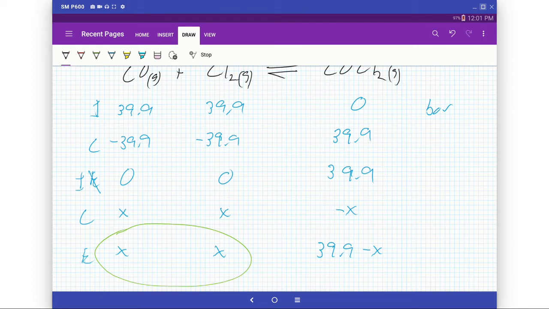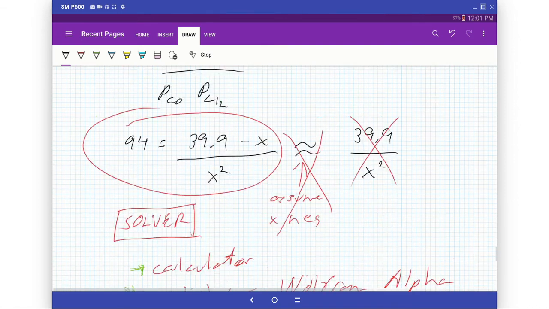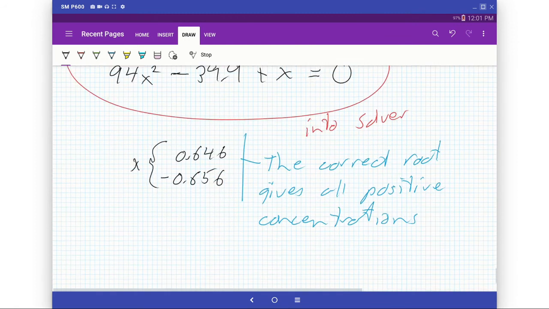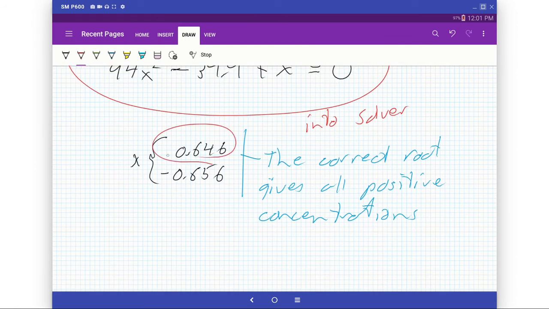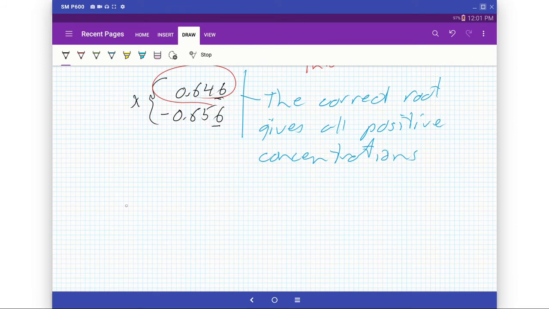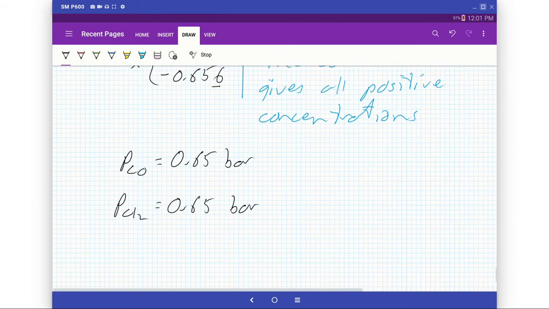So the only root that works in this set is the one that is positive, 0.646. And each one of those numbers is one extra digit. So with that knowledge, we can say that the pressure of carbon monoxide at equilibrium is 0.65 bar. The pressure of chlorine is 0.65 bar. And the pressure of COCl2 is 39.3 bar.